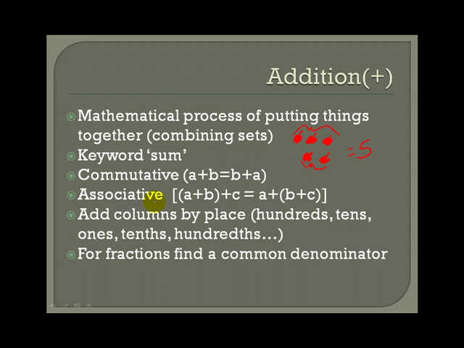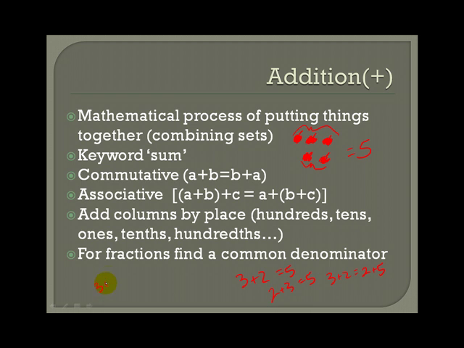Now, commutative and associative properties. Commutative property: if 3 plus 2 equals 5, then 2 plus 3 equals 5 as well, right? That's what the commutative property is. It basically says it doesn't matter what order you do it in, it's going to come up with the same answer either way. The associative property says, well, let's say we've got 3 numbers.